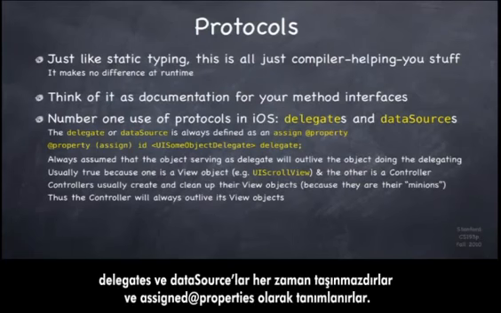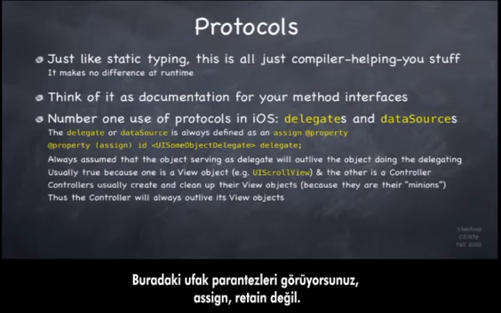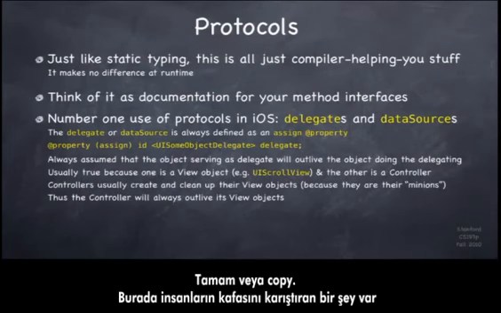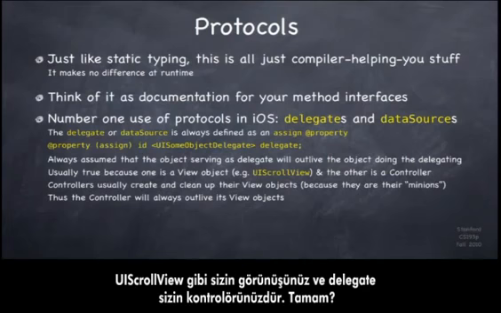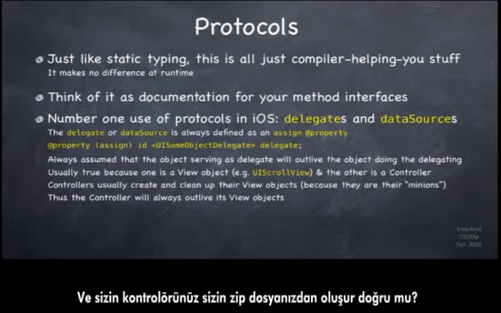One thing to notice here, delegates and data sources are always properties, and they're defined as assign properties. You see that little parentheses, assign, not retain, or copy. It's assign. And this is something that people scratch their heads over. But the primary reason for this is usually the delegate in iOS is going to be an object that owns you. Most notably, you're a view, like UIScrollView, and your delegate is your controller. And your controller created you from your zip file, right?